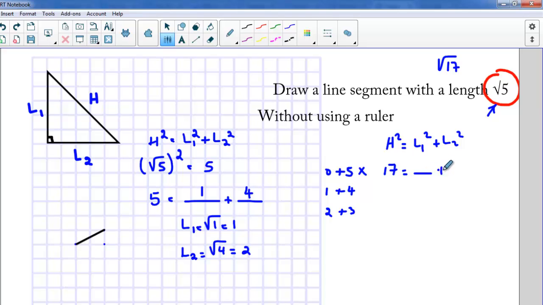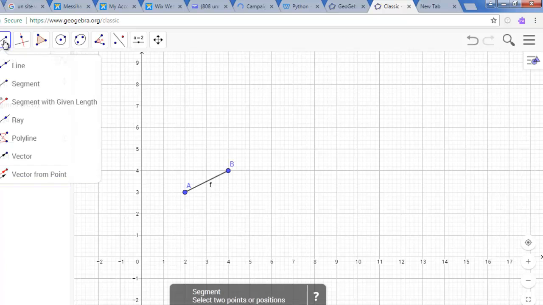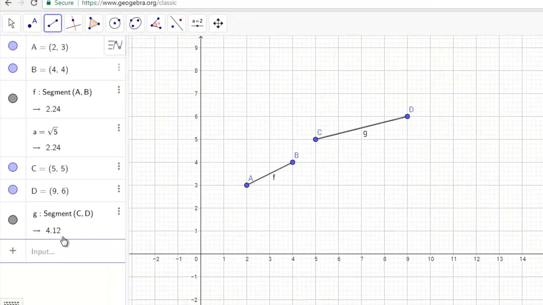What are the two numbers that I can add together to give me 17? But don't forget, we need perfect squares. That means 1 plus 16. That means leg 1 is the square root of 1, which is 1, and leg 2 is the square root of 16, which is 4. So that means I need 4 spaces and 1 space. If I go back to GeoGebra, I need a line that has 4 units horizontal and 1 unit vertical. So if I draw a segment from this point, I count 1, 2, 3, and 4, and go up 1. That means it's 4.12.